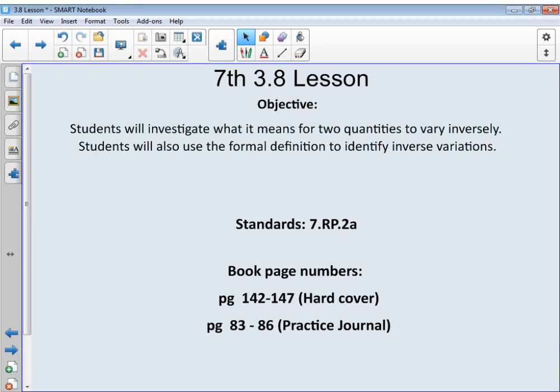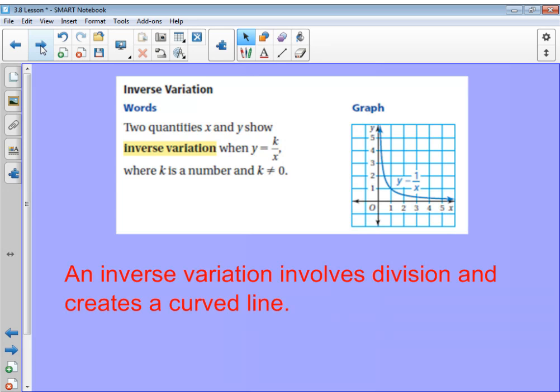The page numbers are page 142 through 147 out of the hardcover book and pages 83 through 86 out of the practice journal. Today we'll be working a little bit more with inverse variation, and there's a couple of things that you need to understand. First of all, inverse variation is when you've got your quantities x and y, and they are working in opposite orders. We worked with that a little bit in our activity for 3.8, and we noticed that as one went up, the other went down, or vice versa.